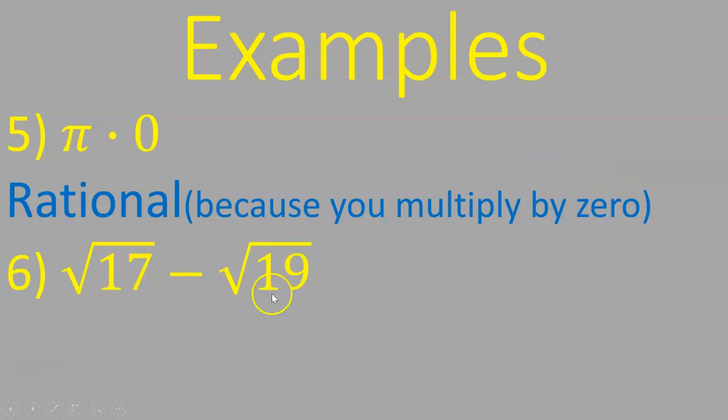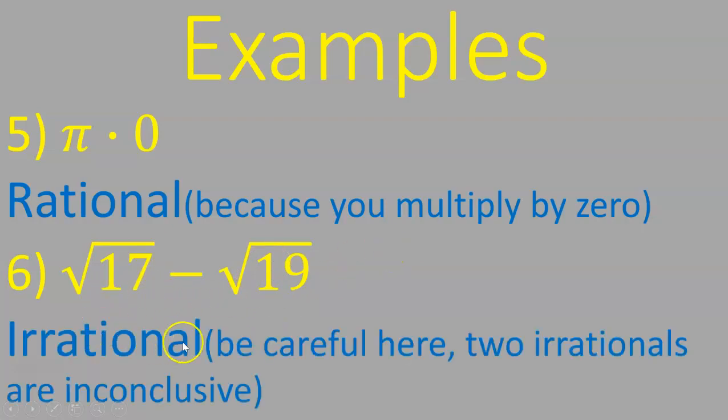And then finally, be careful here. These are two irrationals, which is usually inconclusive. Now you could work with it and think about it. This does happen to be irrational, and they usually are. But again, be careful because we can rig this, not this particular problem, but it can be rigged such that two irrationals combine in some way to make a rational. So be careful there.